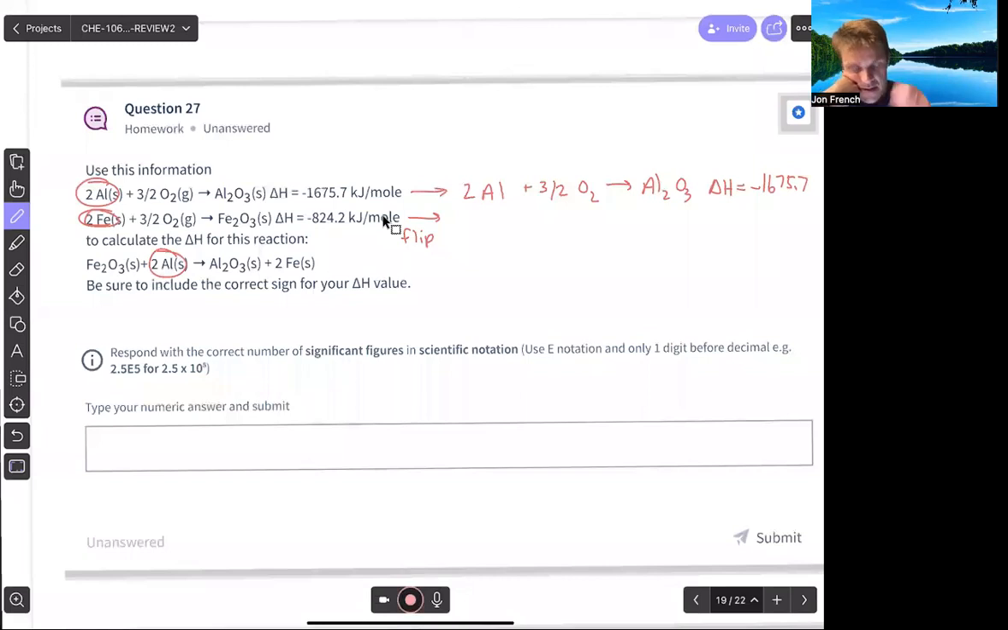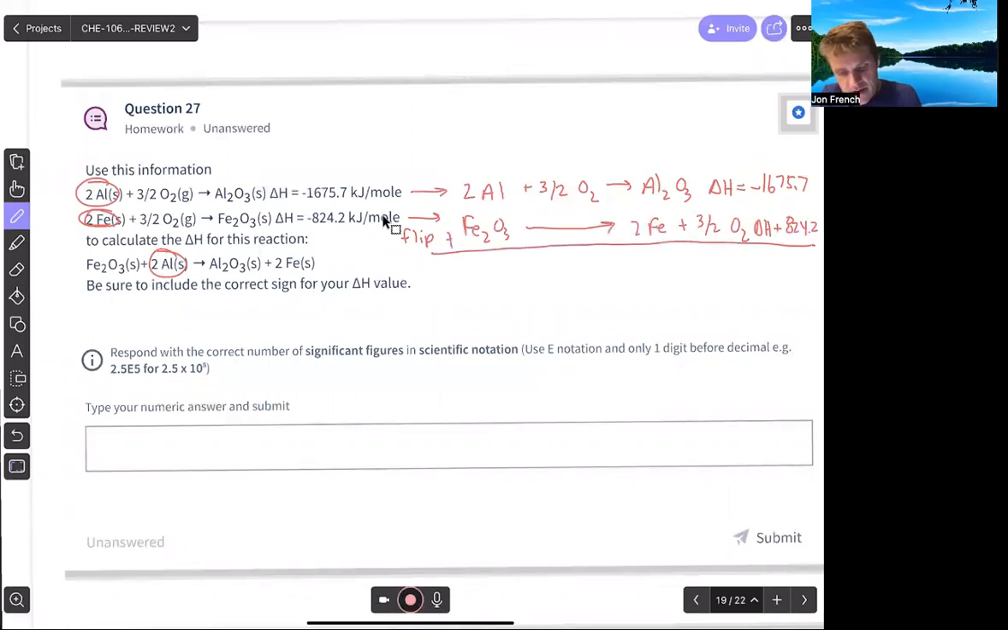The next one, right, we have to flip that. Yeah, Zoe, I can go back to 22. We flip that, right? I get iron 3 oxide breaks down into 2 iron and 3/2 oxygen. I flip that. Delta H becomes a positive 824.2.